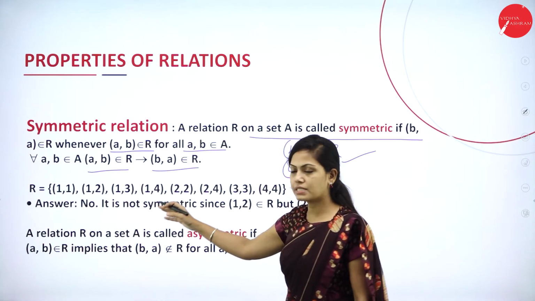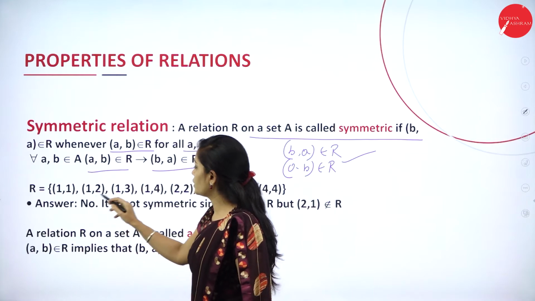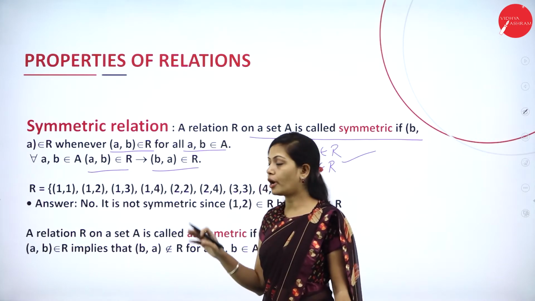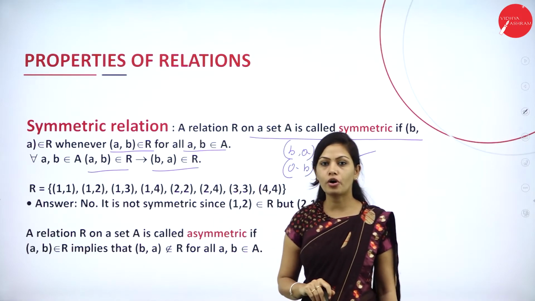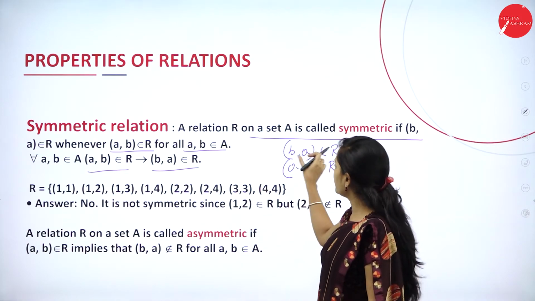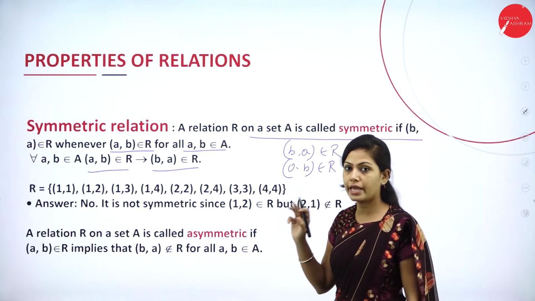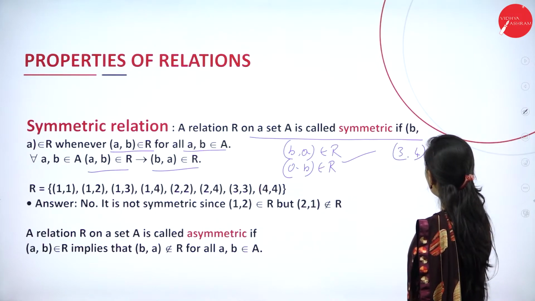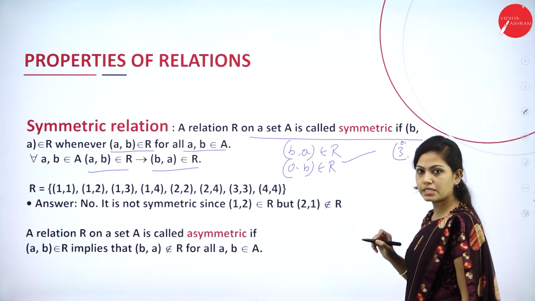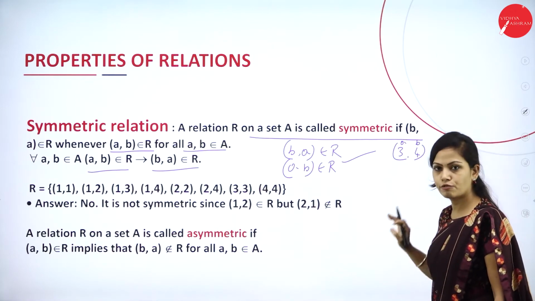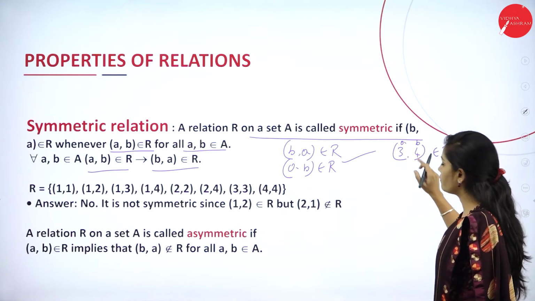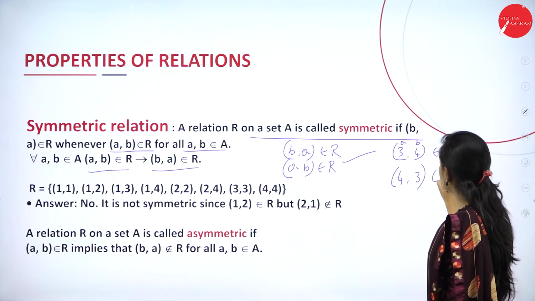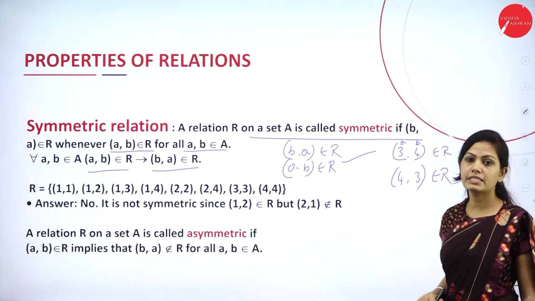Example, I have a relation (1,1), (1,2), (1,3), (1,4), (2,2), (2,4), (3,3) and (4,4). Here you have to check, is this symmetric or not? So what is the condition? (b,a) belongs to R, (a,b) belongs to R. I will show you an example. (3,4) belongs to R. Here 3 is a and 4 is b. So the a value is 3, the b value is 4. If (4,3) belongs to R, then we can call it symmetric.